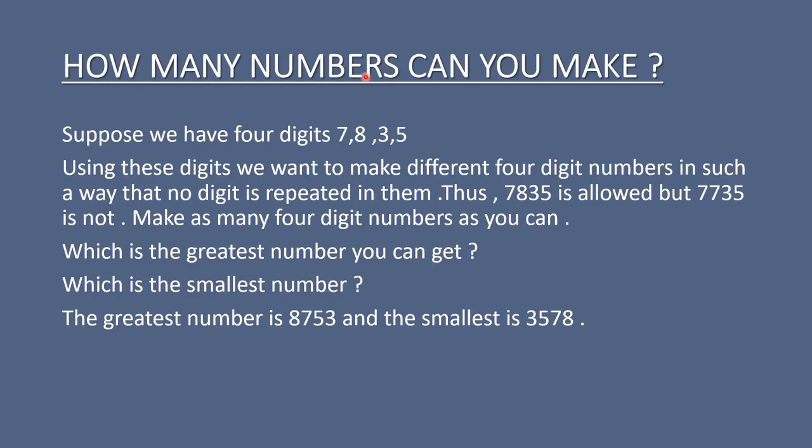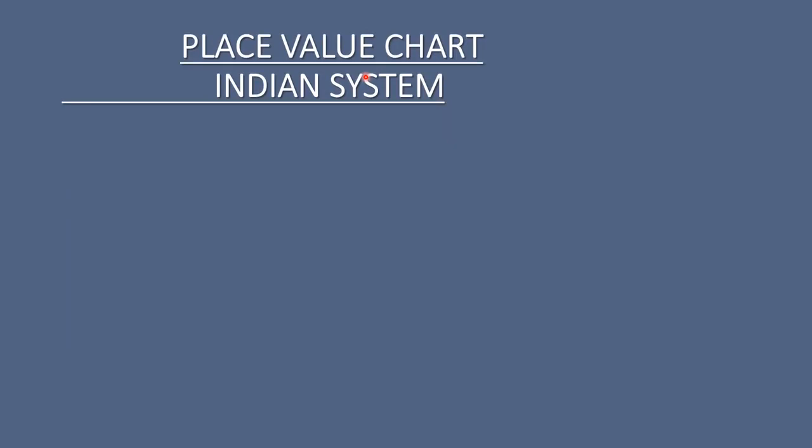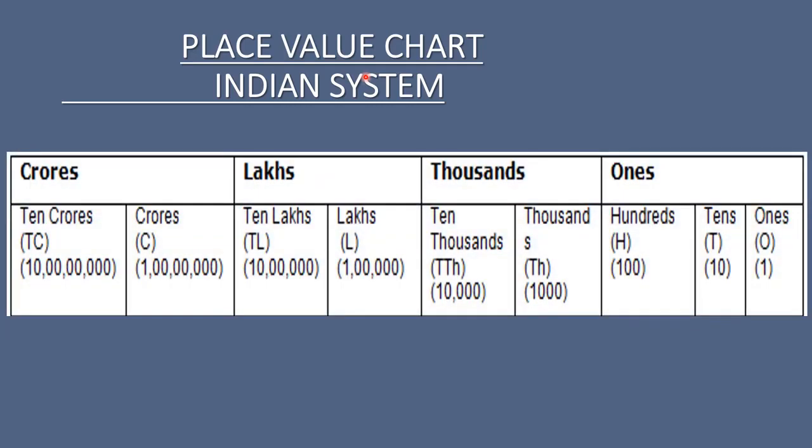We can read or write any number in two systems: the Indian system and the international system. Now first of all we will understand the Indian system of numeration. For this, see the place value chart according to the Indian system. In the Indian system, in ones period, we have 3 places: ones, tens and hundreds. In thousands period, thousands and 10,000 place. In lakh period, we have lakhs and 10 lakhs place. In crore period, we have crore and 10 crore place.